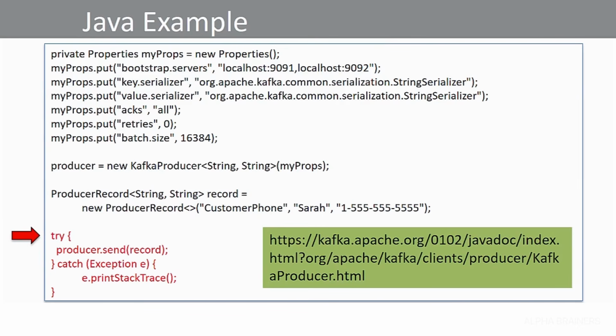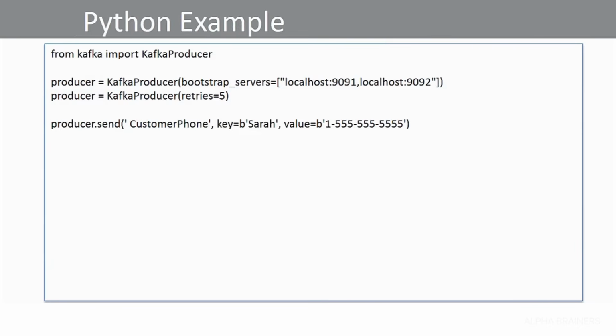I provided a link there, by the way, if you want to see more information about the Java producer. You can go to that URL and get some more information. You can find that also just by going to the documentation for Kafka and then following the links to see the producer. I also want to give you an example of a Python producer.